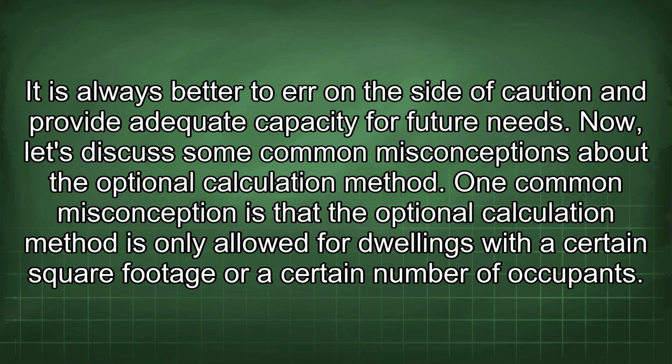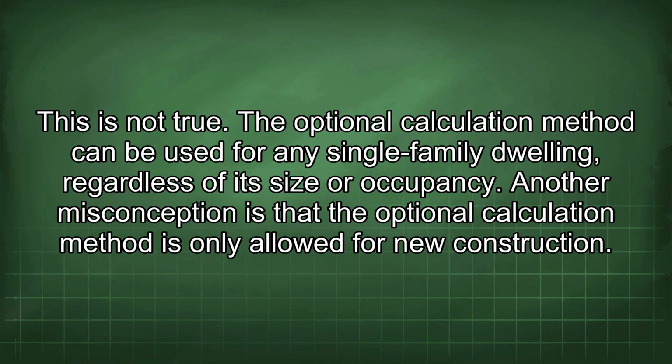One common misconception is that the optional calculation method is only allowed for dwellings with a certain square footage or a certain number of occupants. This is not true. The optional calculation method can be used for any single-family dwelling, regardless of its size or occupancy. Another misconception is that the optional calculation method is only allowed for new construction.